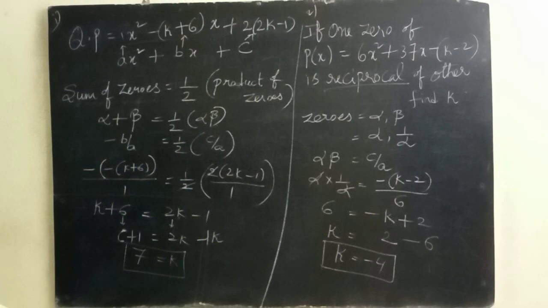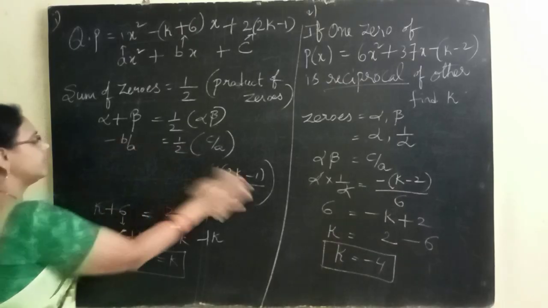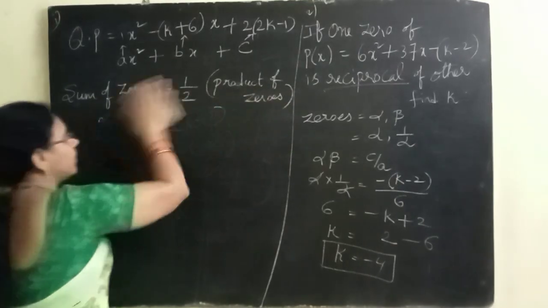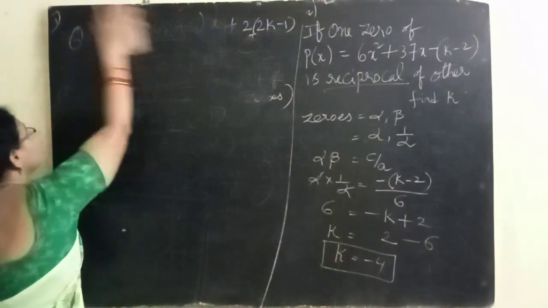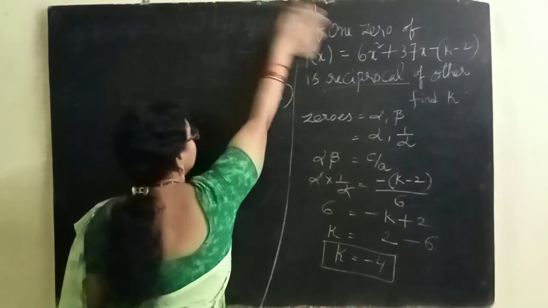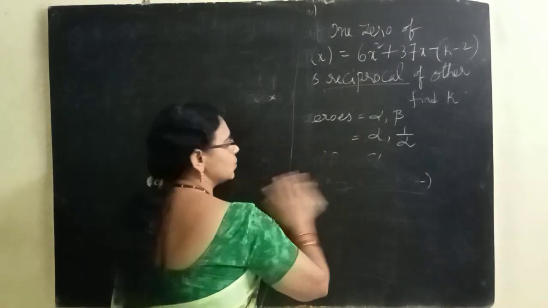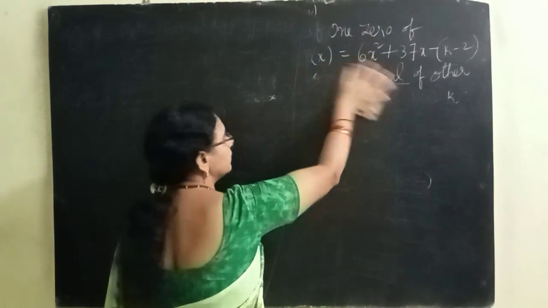Did you understand? Okay. We'll go to the next question. Questions like these are very important, so don't neglect them. We practice it. First of all, you know the formulas for sum of zeros and product of zeros, the relation between the two, and how to find alpha and beta. All these things are so important.